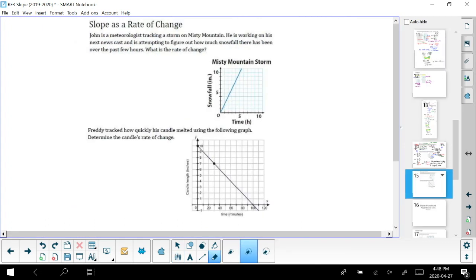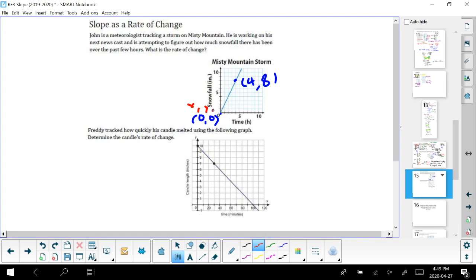In this question, it says that John is a meteorologist tracking a storm on Misty Mountain. He's working on his next newscast and is attempting to figure out how much snowfall there has been over the past few hours. What is the rate of change? So in this question, we are required to find our 2 points that we're going to use to calculate our slope or rate of change. We can use the one right at the origin, which will be 0, 0. And then for another point, we're going to look for a lattice point. Let's use this one right here. And that one is 4, 8.